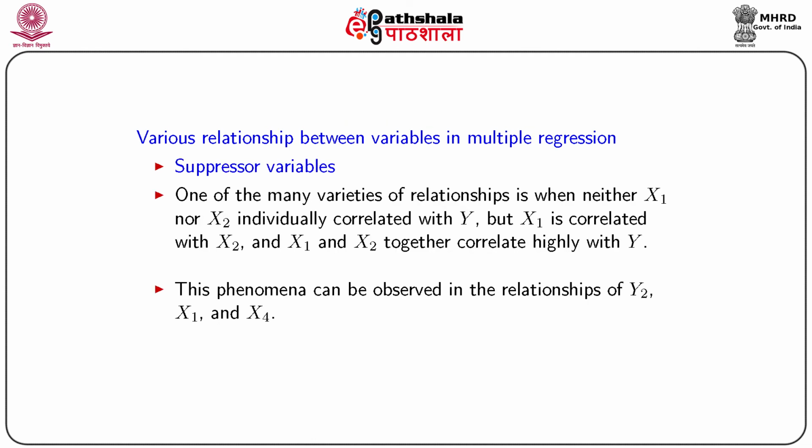Now let us look at the last type of relationship that we can see between variables in a multiple regression model. They are called suppressor variables. One of the many varieties of relationship is when neither x1 nor x2 individually correlate with y, but x1 is correlated with x2, and x1 and x2 together correlate highly with y. In our example data, this phenomenon can be observed in the relationships of y2, x1 and x4.